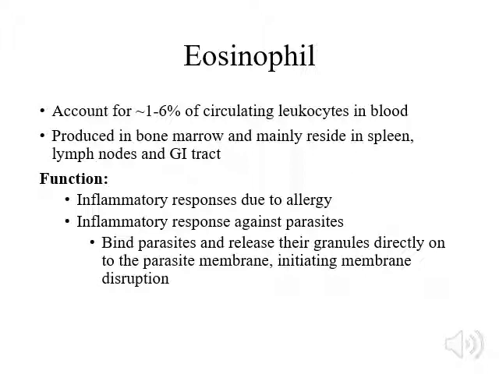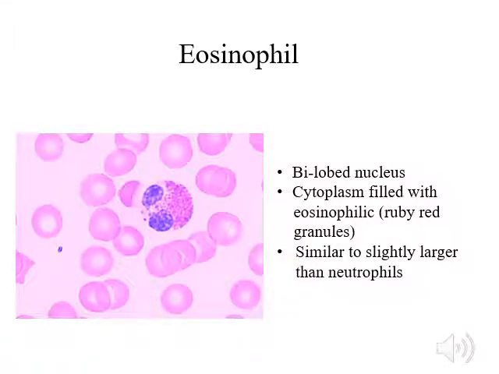So eosinophils are actually able to bind to parasites and release the granules within their cytoplasms that will initiate disruption of the parasitic membranes and death of the parasite. Eosinophils also have a multi-lobed nucleus, but it's only bilobed. And they have a cytoplasm filled with very eosinophilic, almost ruby red granules. So much larger and brighter granules than the neutrophil. The eosinophil is also slightly larger than the neutrophil.